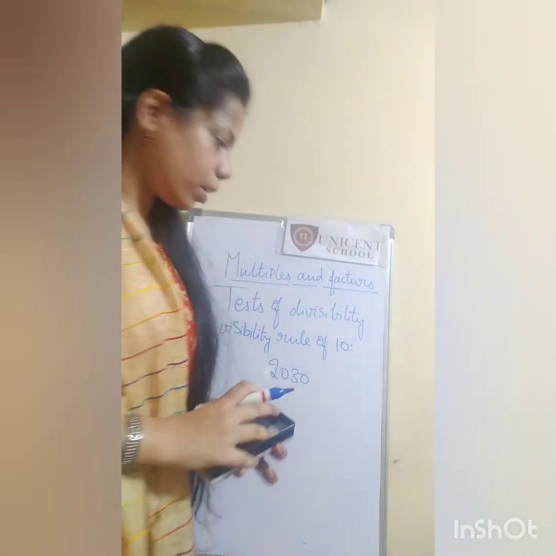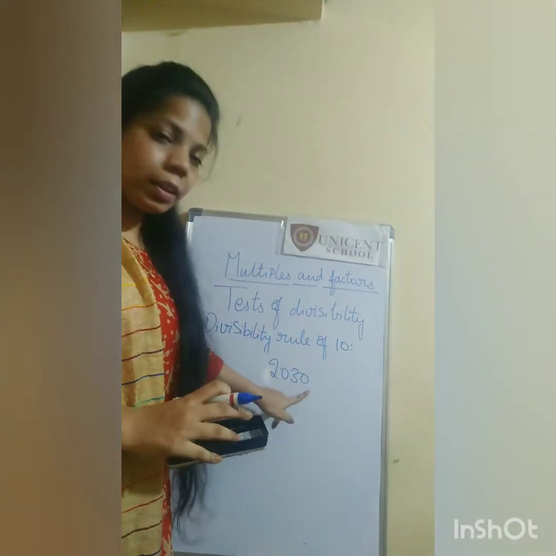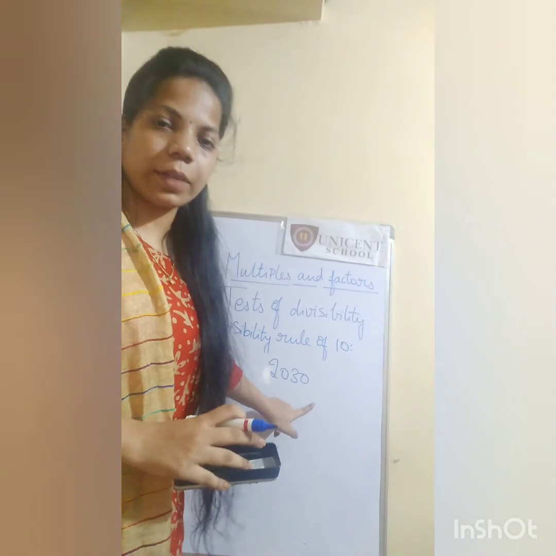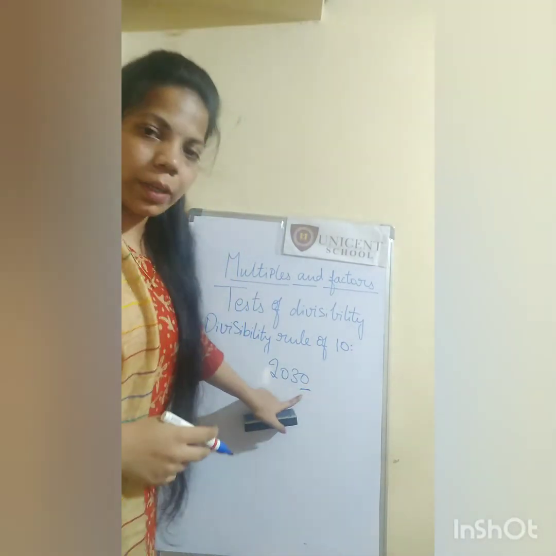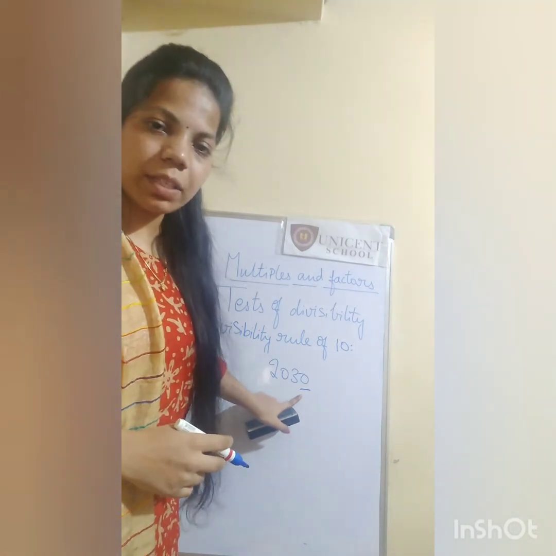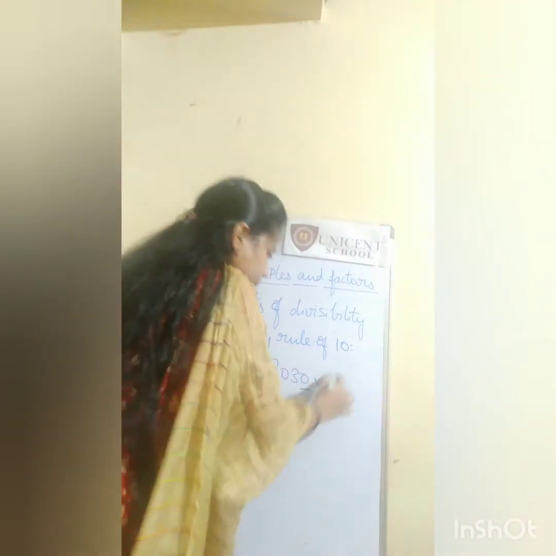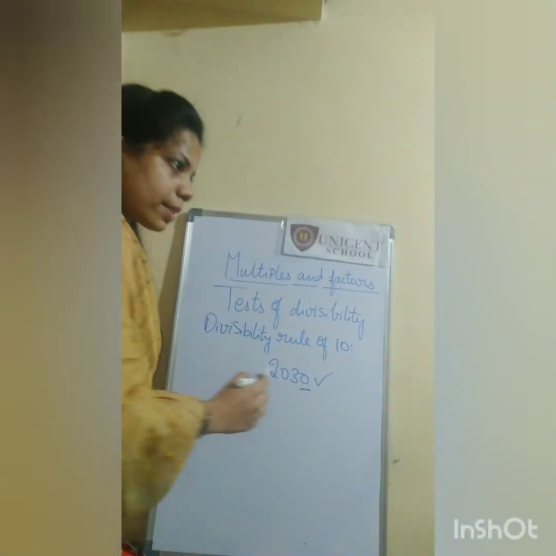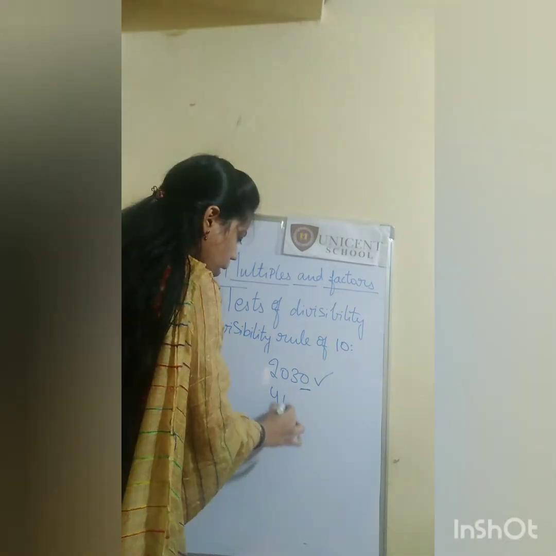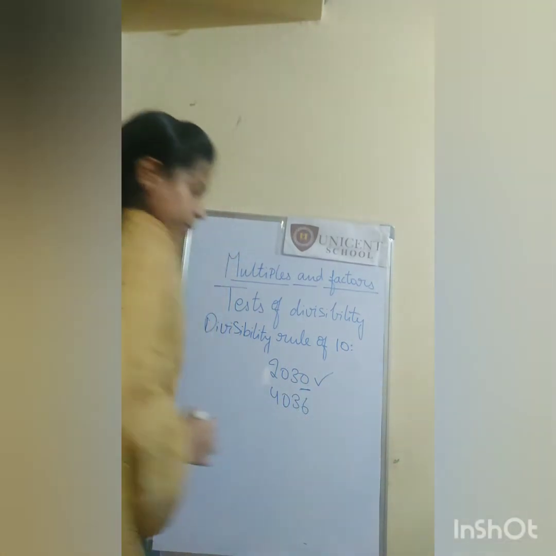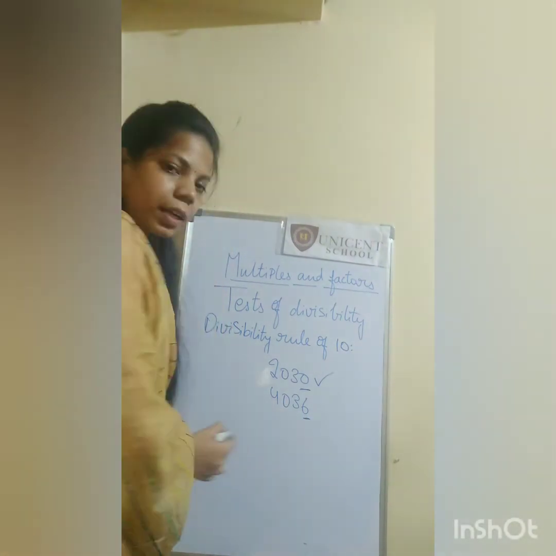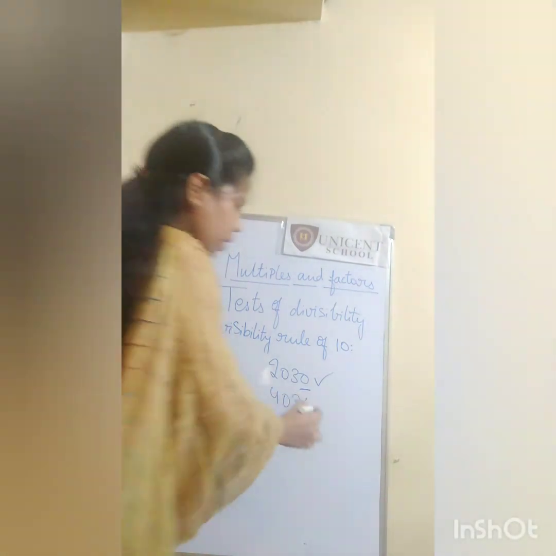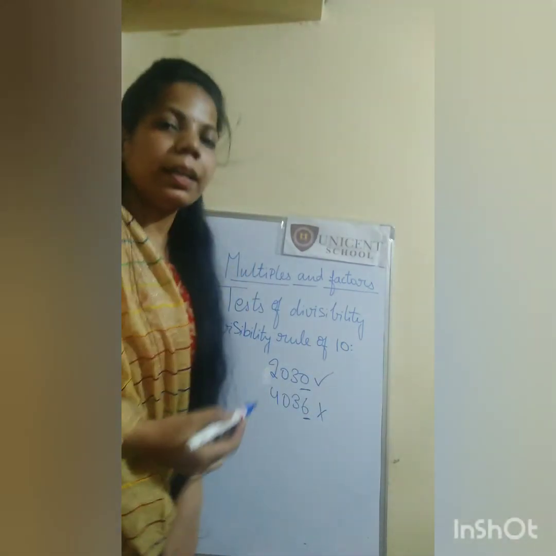2030. See here, the given number has 0 in its units place, right? 0 in its units place. So the entire number is divisible by 10. It is divisible. Let us see another example. 4036. The given number has 6 in its units place, right? 6 in its units place. So it is not divisible by 10.